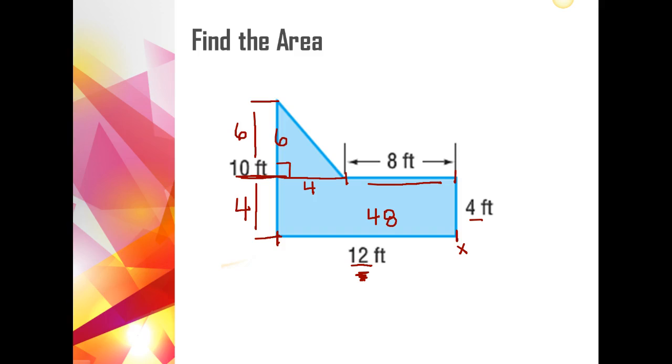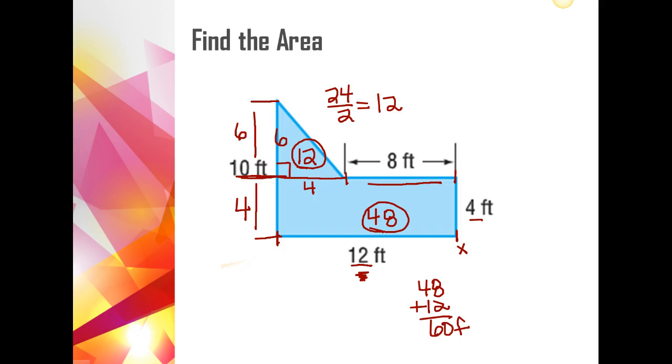Now that we know the base and height of the triangle, we can calculate its area. We will multiply the base times the height, or 4 times 6, which is 24, and then divide by 2. This gives us an area of 12 feet squared. To find the total area of the composite figure, we will add the area of the rectangle, or 48 feet squared, plus the area of the triangle, or 12 feet squared, to get a total of 60 feet squared.